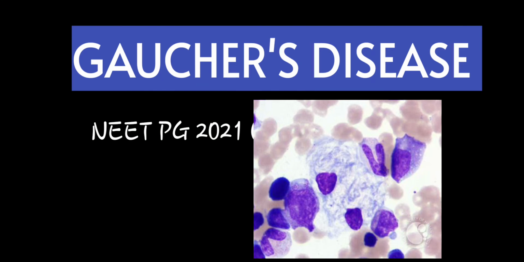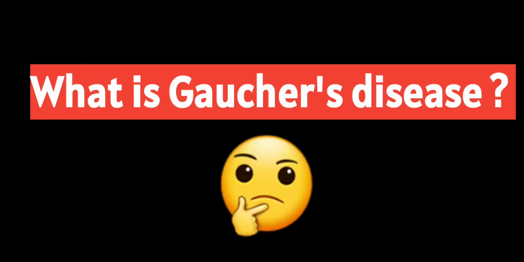NEET PG 2021 question. What is Gaucher's disease? Actually, Gaucher's disease is an inherited disease. What do you mean by inherited diseases? That passed down through families.